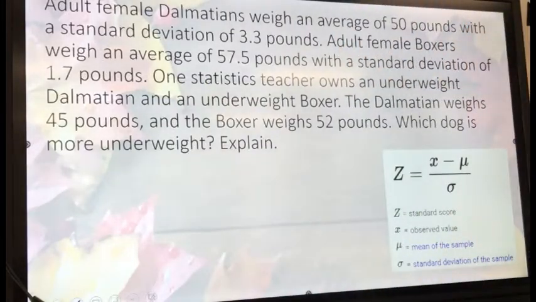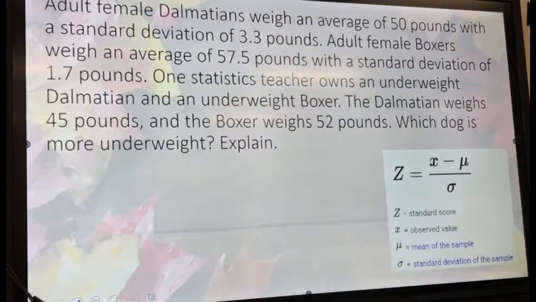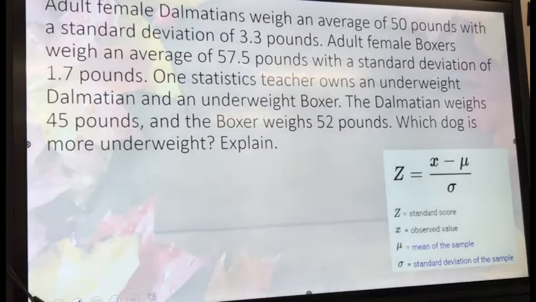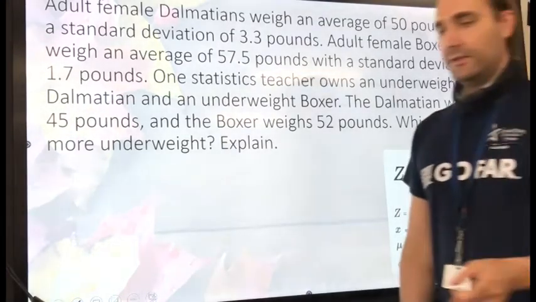Okay, let's see if we can solve this using our Z-score. Adult female Dalmatians weigh an average of 50 pounds with a standard deviation of 3.3 pounds. Adult female boxers weigh an average of 57.5 pounds with a standard deviation of 1.7 pounds. One statistics teacher owns an underweight Dalmatian and an underweight boxer. The Dalmatian weighs 45 pounds and the boxer weighs 52 pounds. Which of these dogs is more underweight?